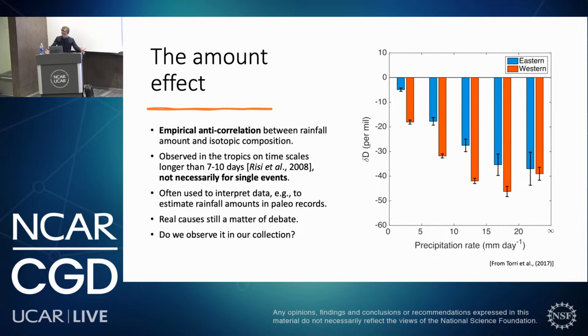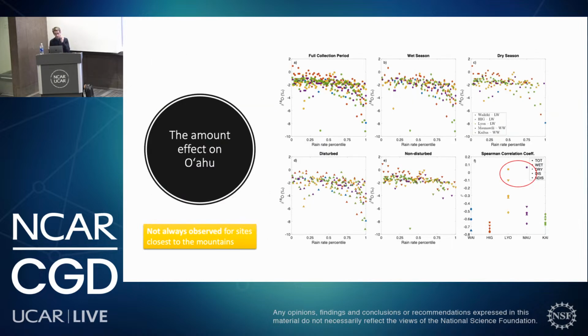And it's been observed not necessarily on a single event basis, but when you collect for more than 7 to 10 days, then this tends to be a fairly robust observation. And it's important because it's used to interpret paleo records that are collected precisely along the tropics. There's still some debate over what causes it, but this effect should be observed.